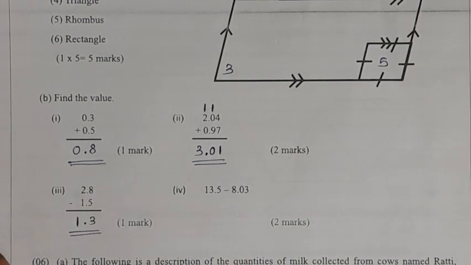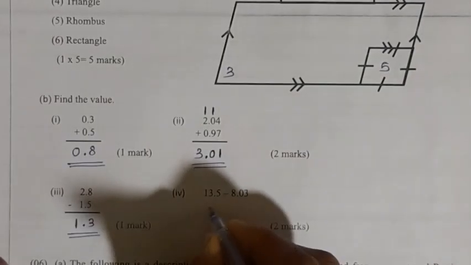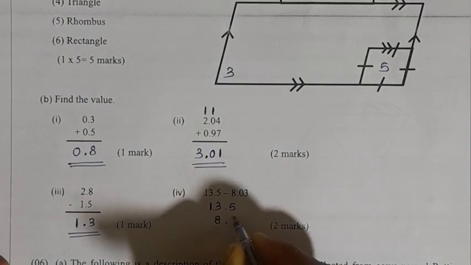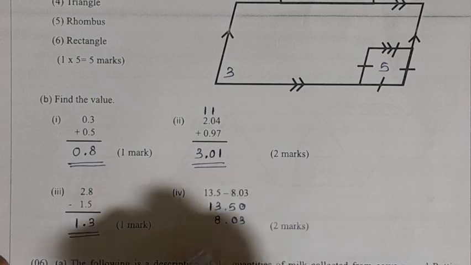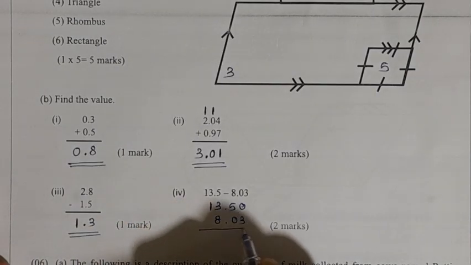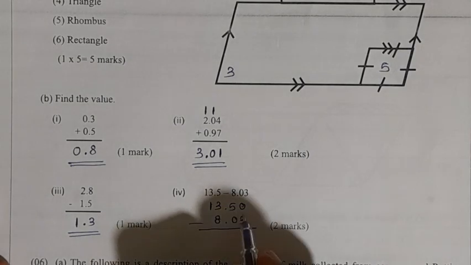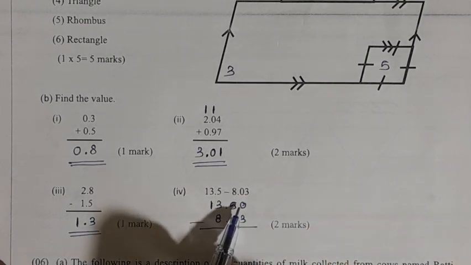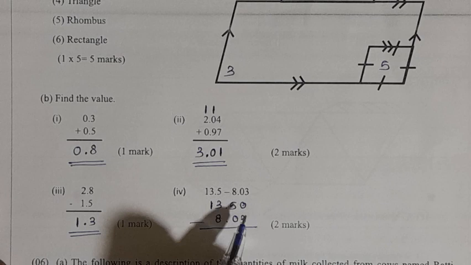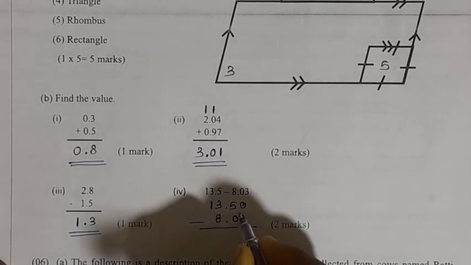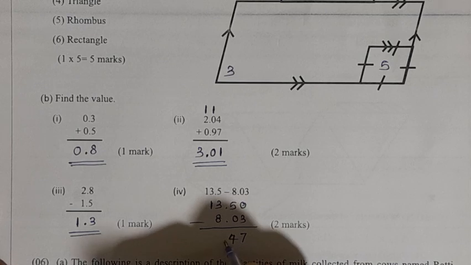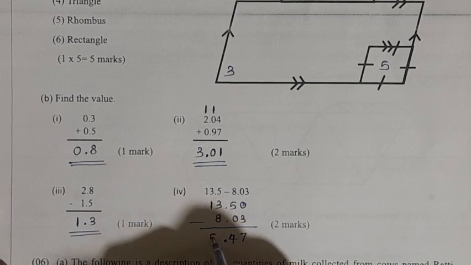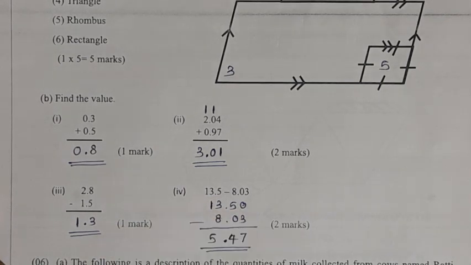Then here this one. Better to write the decimal numbers one below the other. I'll write 13.5 minus 8.03. I can put a 0 here. Subtraction. 0 minus 3. We can't subtract 3 from 0, so we have to take 1 from the other side. It becomes 10. 10 minus 3 is 7. Then here the remaining is 4. Now we have to put the decimal point. 13 minus 8 is 5. 5.47 is the answer.